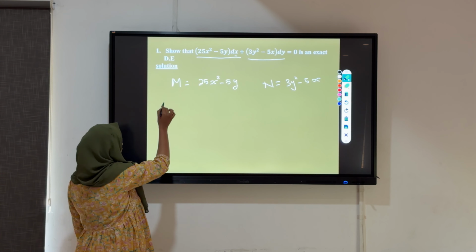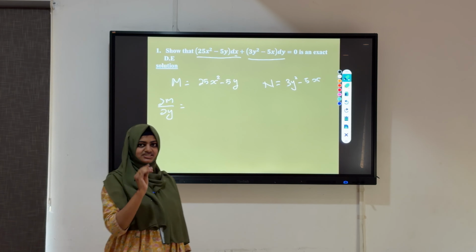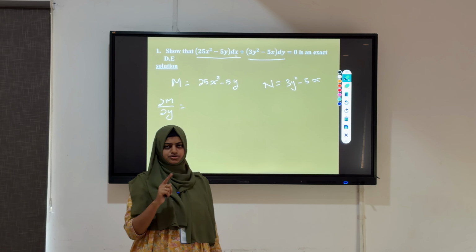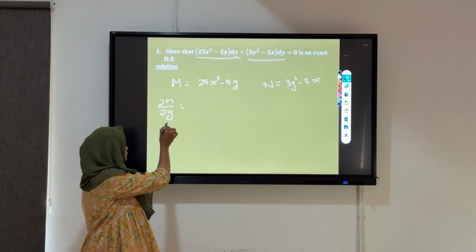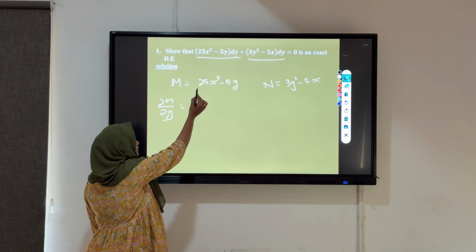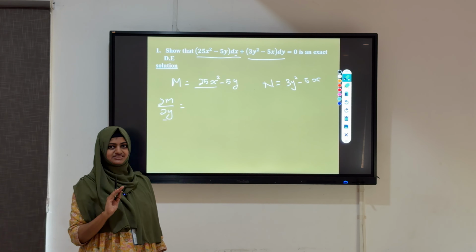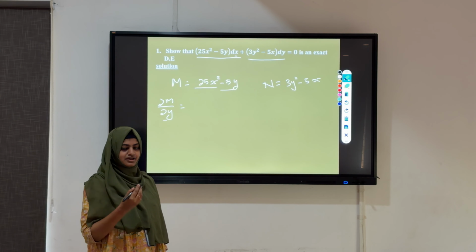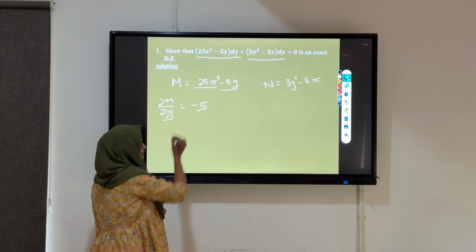Then dou M by dou y, that means the partial derivative of M with respect to y. An important thing you must remember is that when we take the partial derivative with respect to y, the x term is considered as a constant. Here 25x square has no y term, so its partial derivative becomes 0. Here minus 5y, its derivative with respect to y is minus 5.